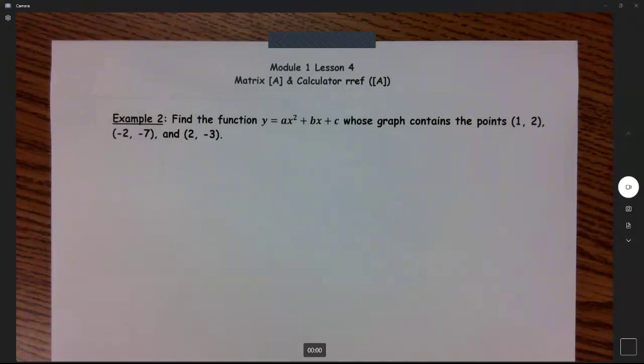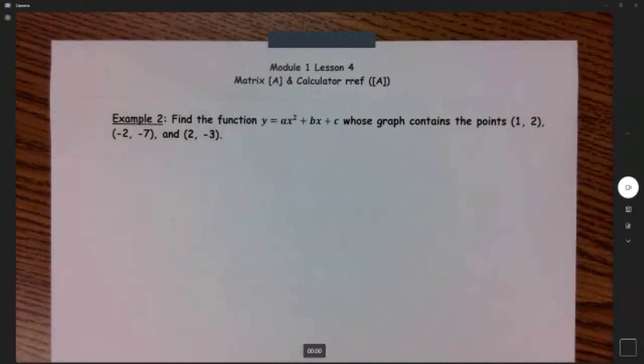I want to also kind of tell you, if you have taken functions, you cannot use regressions to get this answer and get full credit. Okay, so if you have taken functions, don't use regressions. You've got to use this method to get your answer here, okay?